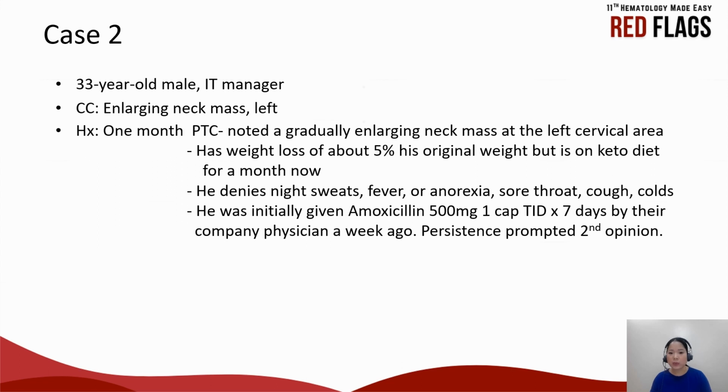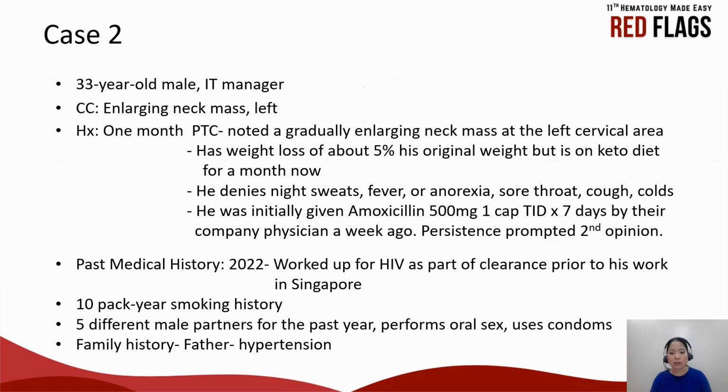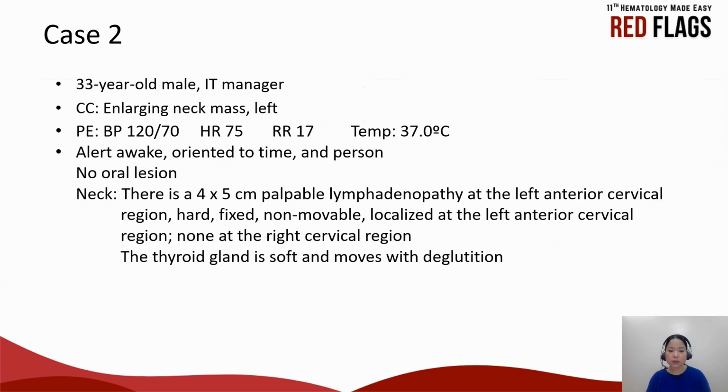He was initially given amoxicillin for 7 days by the company physician. However, he sought consult in your clinic for a second opinion. So this patient actually, in 2022, was worked up for HIV as part of his clearance prior to his work in Singapore and was cleared. He had a 10-pack-year smoking history and had 5 different male partners for the past year and performs oral sex. His father had hypertension.